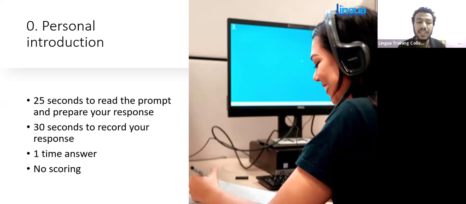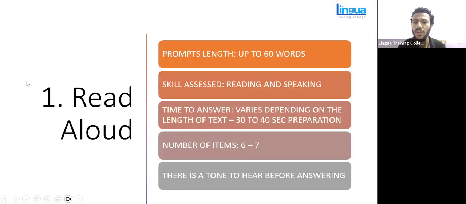You get 25 seconds to read the question and then respond in 30 seconds. All questions come once. You don't have a chance to listen to a question again, unlike other tests. Well, first question, read aloud. In read aloud, you have up to 60 words to read, and it assesses reading and also speaking.